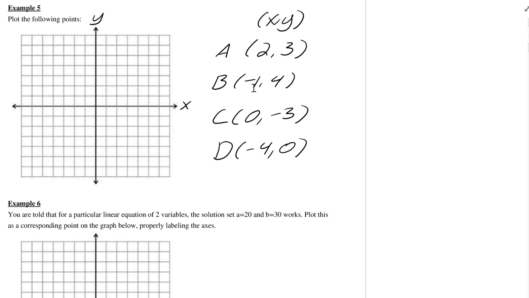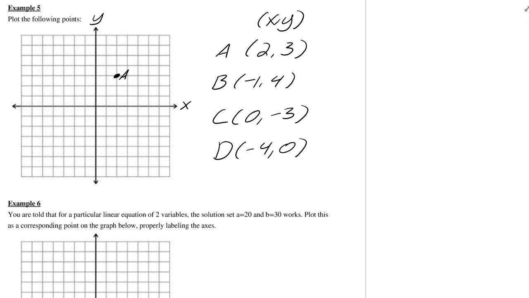So first I need to go to 2 on the x-axis. So let's see, I start here at 0, 0. I go 1, 2. And now I need to go up to 3 on the y-axis. So I'm here at 0. Here's 1, 2, 3. So that's where I need to plot that point, and I'm just going to label that as an A. So why don't you try the other 3 points? Hit play when you're ready.